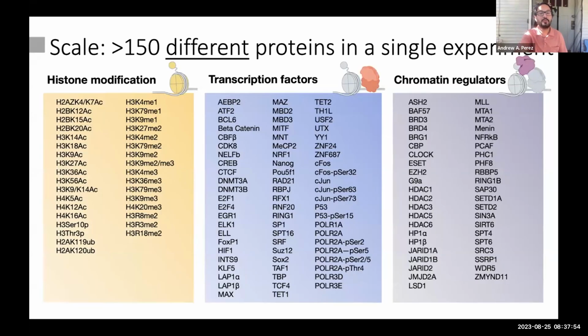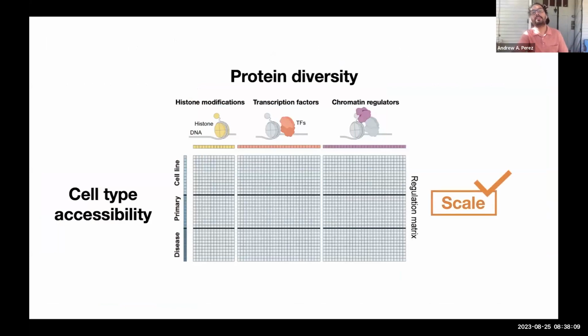And so with scale, we did this experiment. I wasn't sure how to show this, but we have 150 different proteins in a single experiment across 230 different antibodies. And so there are 3 different categories here, and I'm going to go in and show you guys the protein diversity and what this data actually looks like for different protein classes.